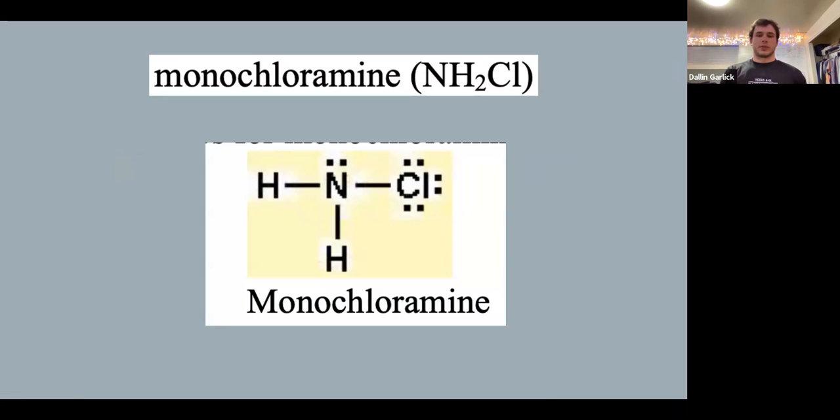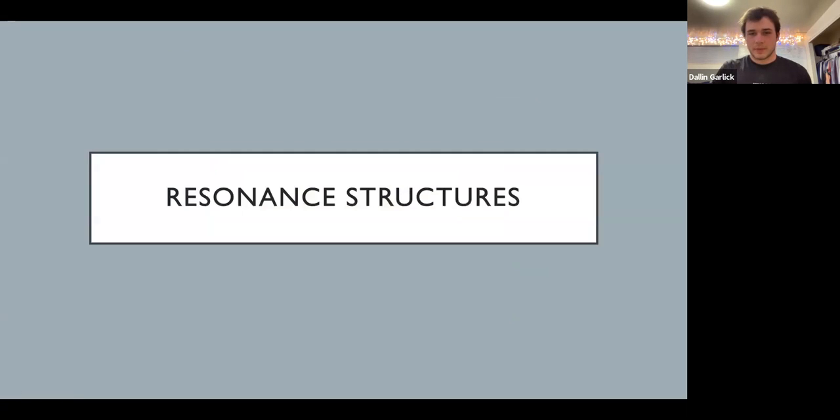Whenever there's a line, that means there's 2 electrons. So there's an electron from chlorine and an electron from nitrogen. Then we have the rest of the valence electrons, which will be 2, 4, and then 6, totaling up to 7. And so that's all it is for that.